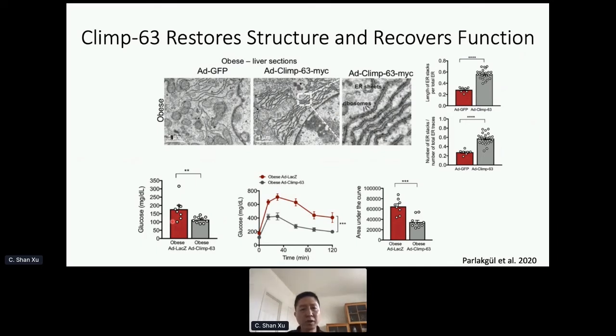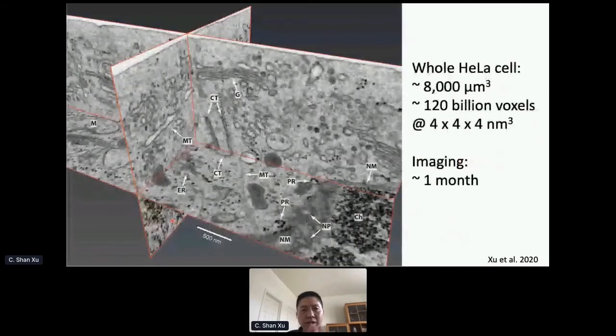So far I've shown you a few examples of tissues, like the brain, with more than tens of thousands of cells. You can also go to the other side of that expanded space and zoom into a smaller volume at higher resolution. And that's exactly what we are doing here. What I'm showing here is an entire HeLa cell, a culture cell, imaged at a higher resolution, 4 nanometer.